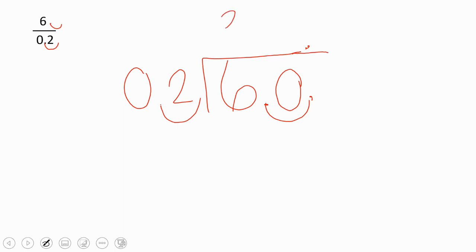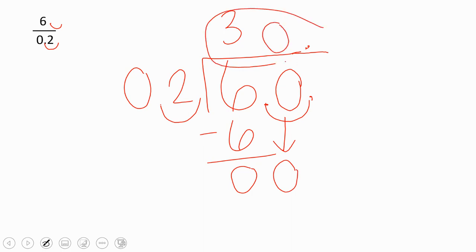2 goes into 6 3 times. Again, don't forget about that other 0. 2 goes into 0 0 times. So we get our final answer of 30.